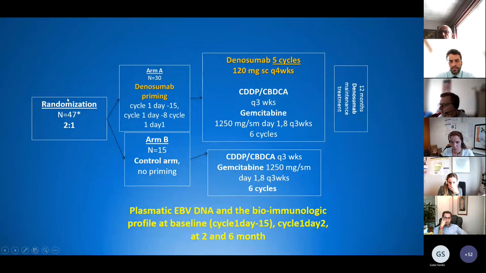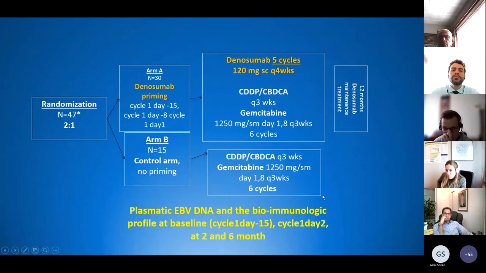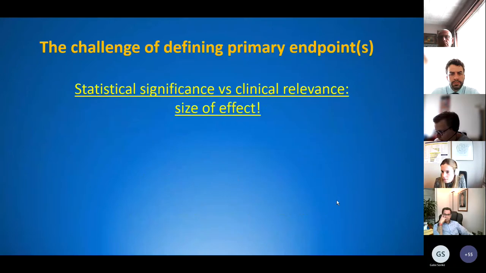You can see by numbers that these are rare cancers. And we tried to add denosumab in a randomized way and to evaluate as primary endpoint the change of EBV DNA and the change in bioimmunological profile since baseline to the different cycles of treatment. So this trial was an example of how to build a clinical trial leveraging on a strong background and on a good literature. There are other challenges in primary endpoints.